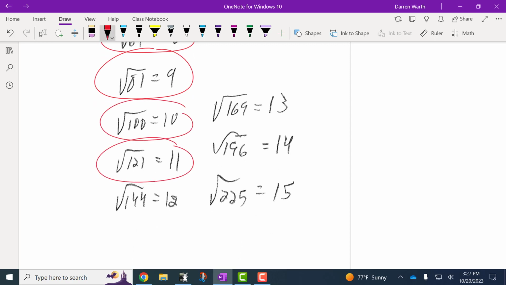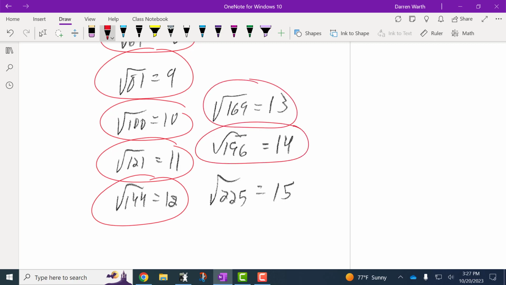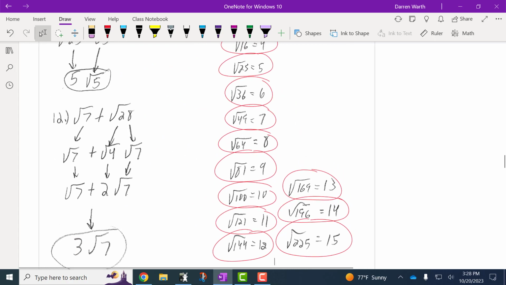Square root of 121 is 11. Square root of 144 is 12. Square root of 169 is 13. Square root of 196 is 14. Square root of 225 is 15. So that's your perfect square list that you need to remember when you're simplifying radicals.